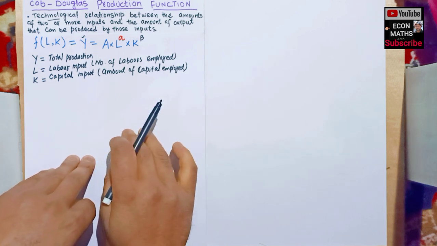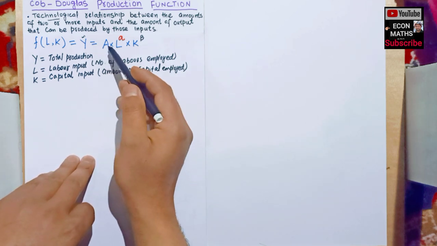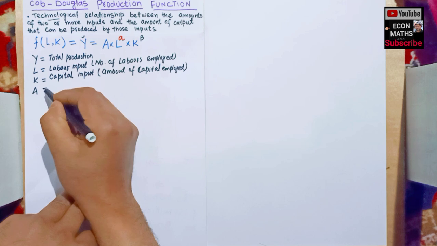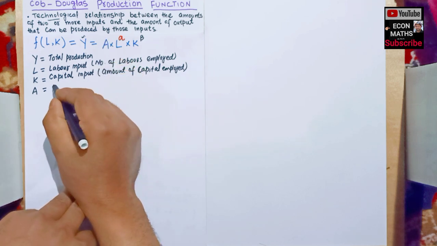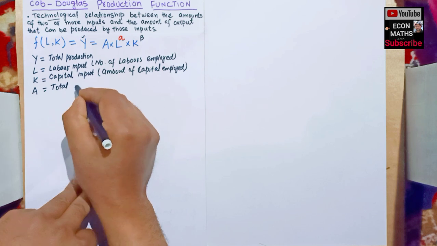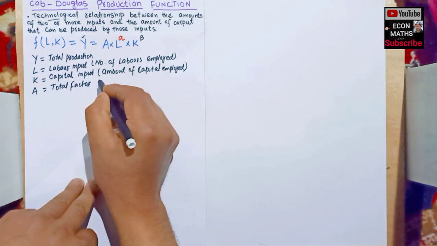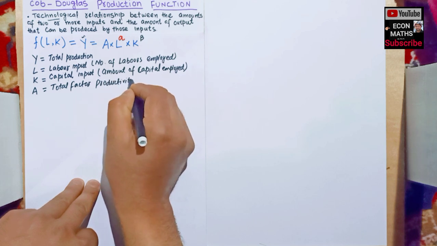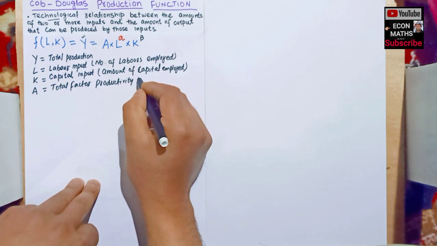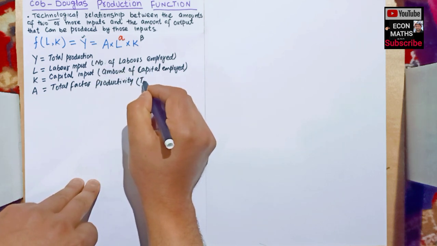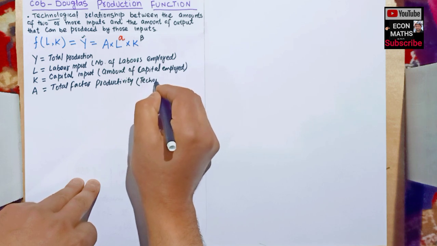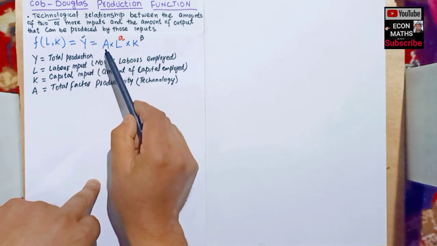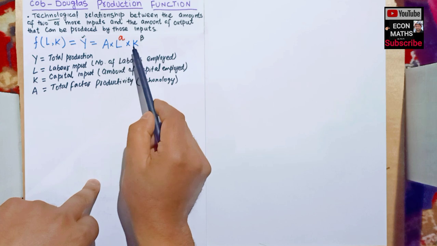Now we have another variable here, that is a parameter, that is A. This A is the total factor productivity, or we say this is a technology parameter also. So Y is equal to A times L to the power alpha times K to the power beta.